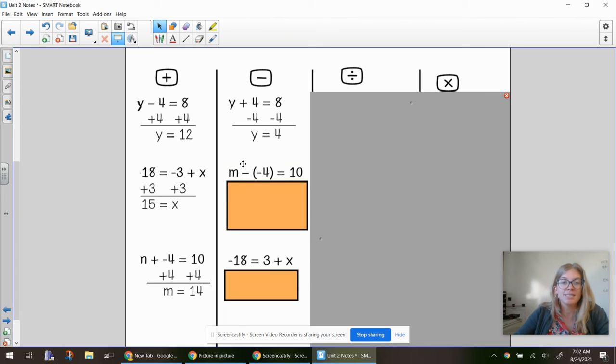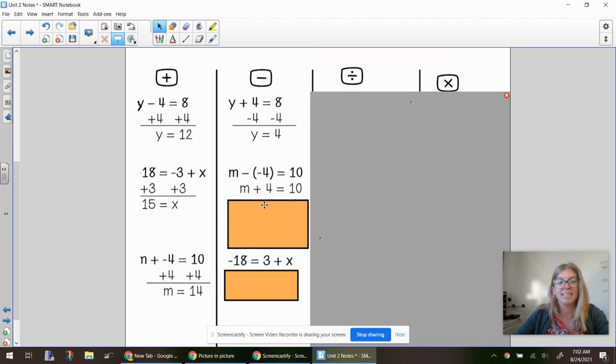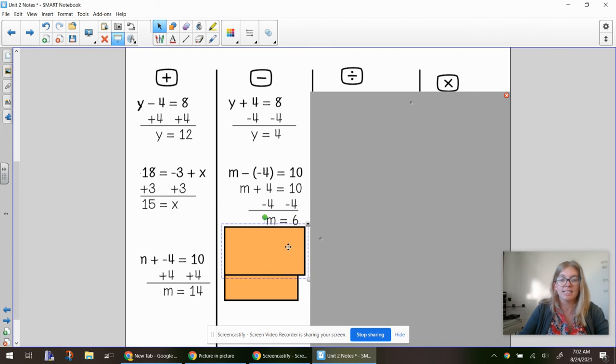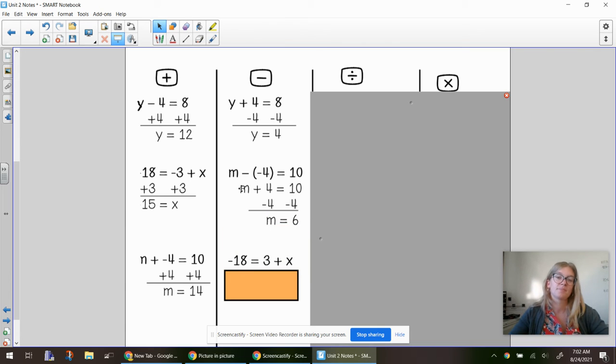This next one's tricky because we see subtraction here, but we're subtracting a negative. And usually when we see subtraction, we should use addition. But subtracting a negative is the same as adding a positive. So I'm going to rewrite this as m plus 4 equals 10. Then I'm going to subtract 4 from both sides, and I end up with m equals 6.